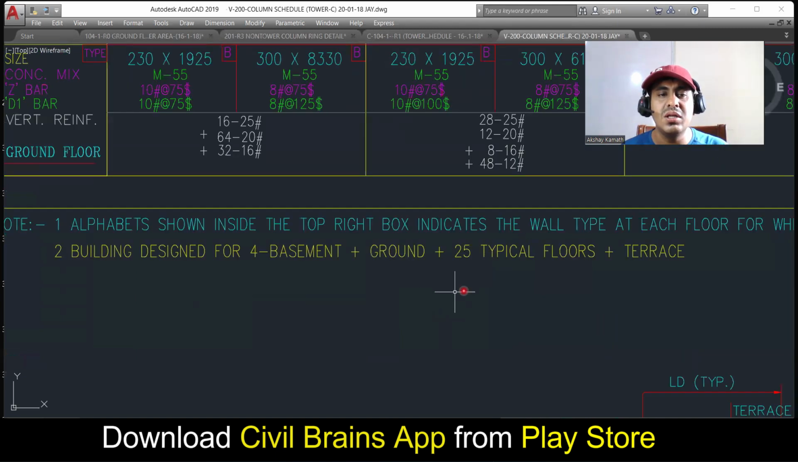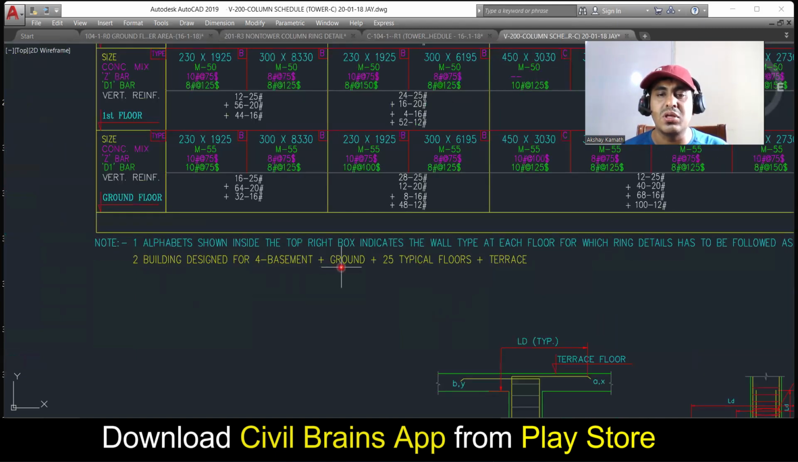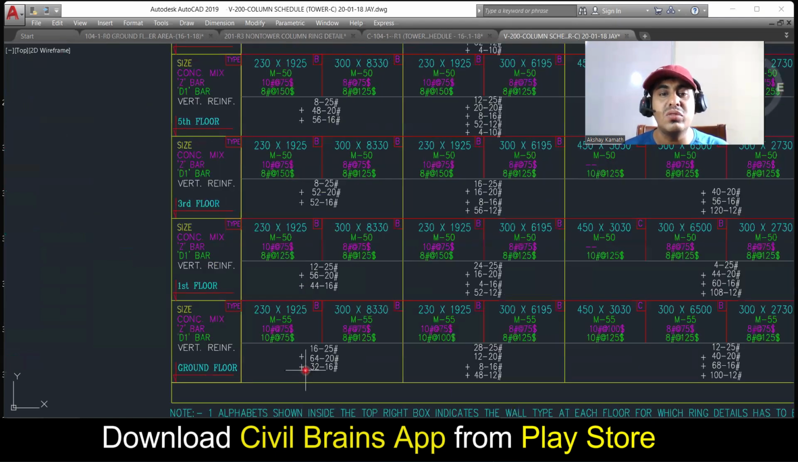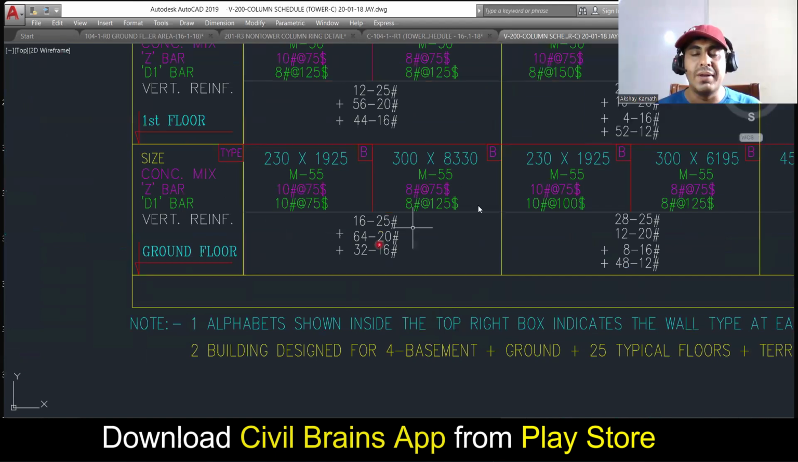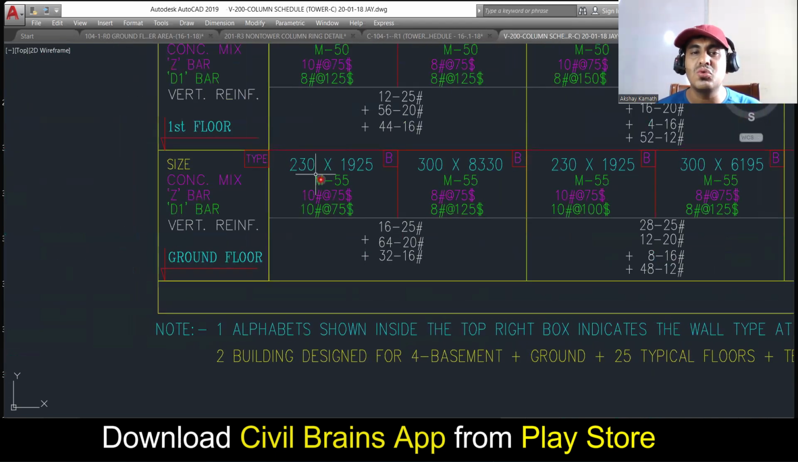It is mentioned here, the building is designed for basement plus ground plus 25 typical story and terrace. Again, same thing. Here you see the reinforcement now. See what happens, see here, the size of the column is 230 by 1925. Grade is M55. I'll come to this a bit later.